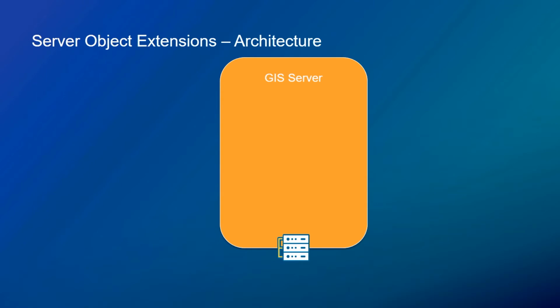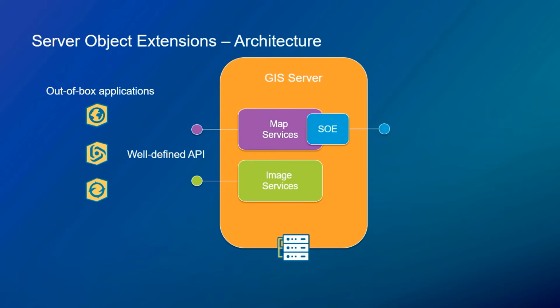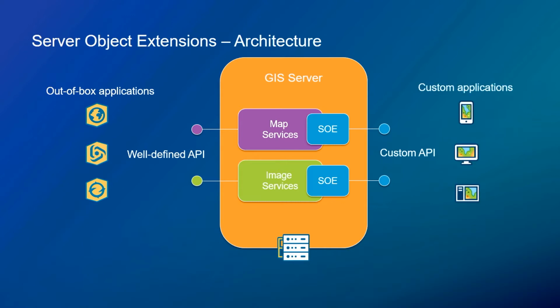So I still have the GIS server, and I have my map and image services. And they typically have a well-defined API, and you have applications that consume that well-defined API. Now, when you build and deploy your SOE file, it attaches itself to the map service or the image service. But that SOE exposes a new custom API. You as developers are in charge of that API. But because it's a custom API, you really need to build custom applications that take advantage of that API, right?